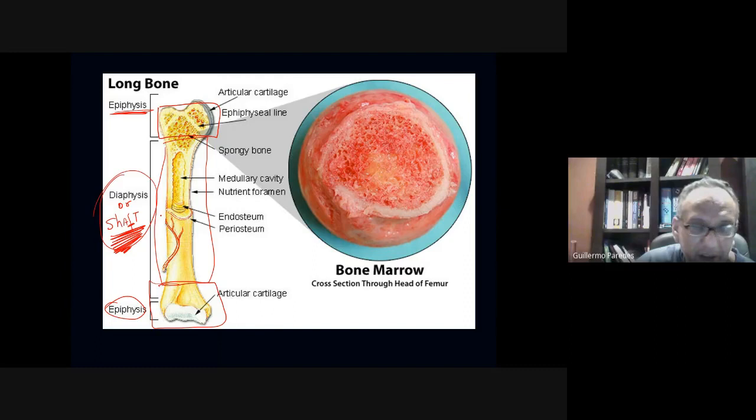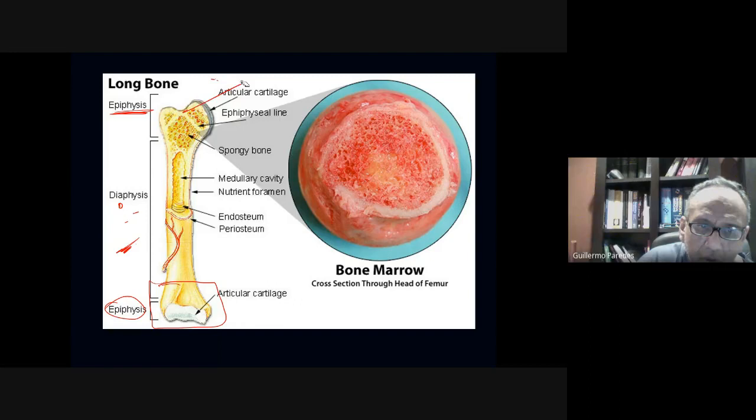Very good. Okay, so tell me, which part of the bone is easier to chew? This portion, A, or this portion, B? A is easier to eat, yes or no? Yes, easier. Why? Because that bone is slightly different from the bone that we have in B. So the structure of the bone in the epiphysis is different from the bone that we have in the diaphysis. That's why the bone in the epiphysis is softer and easier.